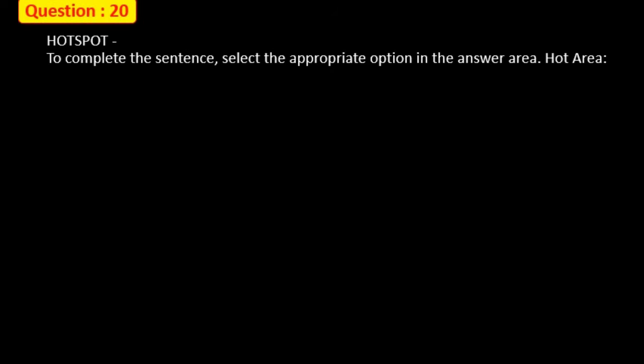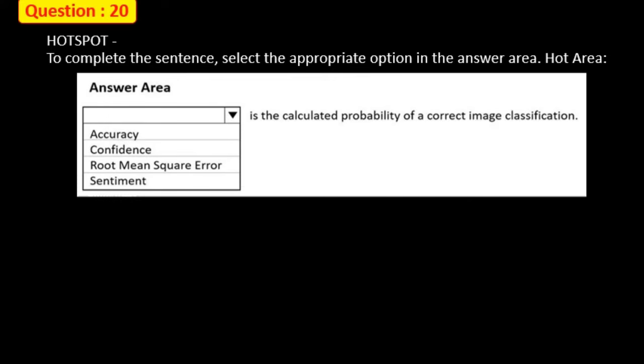Question number 20. This is a drop-down and select type question. Hotspot. To complete the sentence, select the appropriate option in the answer area, hot area. Blank is the calculated probability of a correct image classification. Drop-down options are. Accuracy. Confidence. Root mean square error. And. Sentiment.